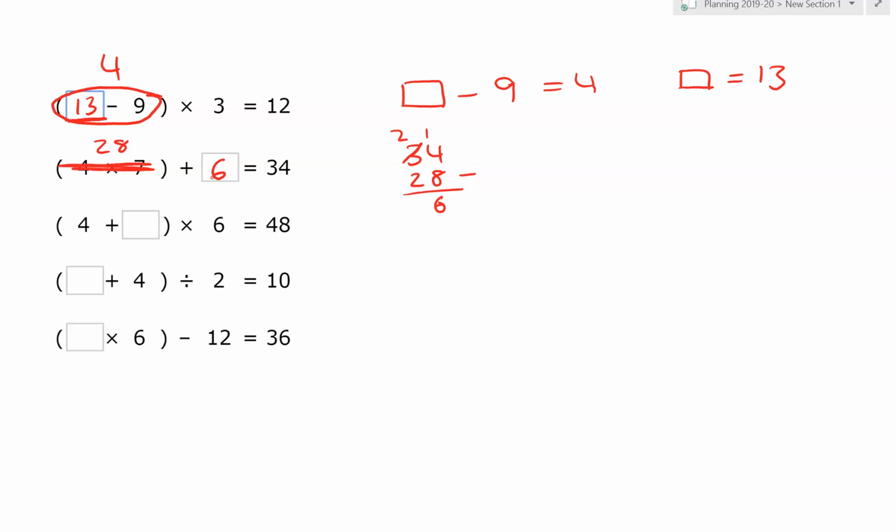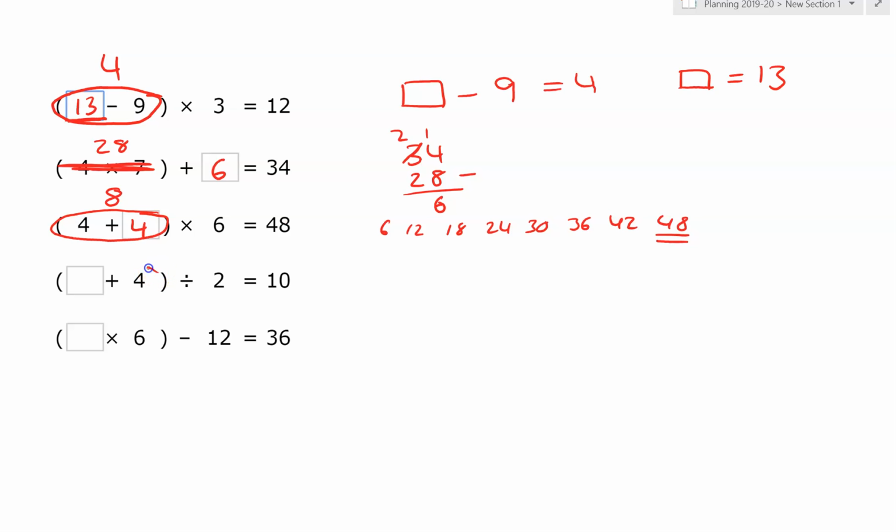Another one of these unknowns in a bracket. So something times 6 is 48. 6, 12, 18, 24, 30, 36, 42, 48. There we go. That is 8. So this bracket has to be worth 8. 4 plus what makes 8? Well, it's 4 plus 4 makes 8. So 4 plus 4 makes 8. 8 times 6 is 48. There we go.